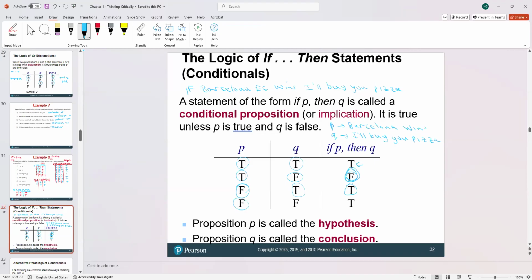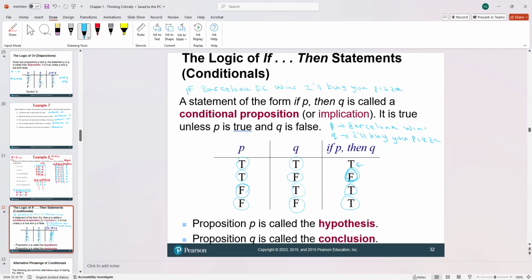Barcelona doesn't win and I don't buy you pizza. That's true also because I don't break any promise. The only time I break the promise is number two: Barcelona wins, I don't buy you pizza. Then I lie. So that's the only time you have a false statement, when the first one is true and the second one is false. A statement, as we said, is a very common way to connect propositions: the if then.